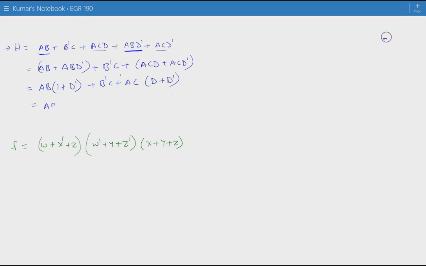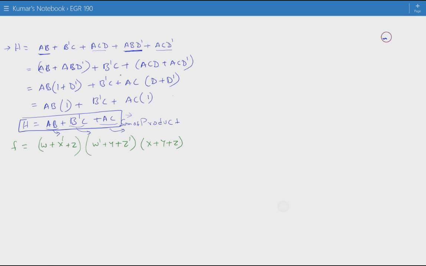So here we have ab times 1 plus anything, as we remember from our previous video, is ab, plus b bar c, plus ac times d plus d bar, which becomes 1. So our function h is going to be ab plus b bar c plus ac. We reduced our circuit from 13 literals to just 6 literals. And one other point I want to make is that this is a product term, this is a product term, this is a product term, and we are summing all the products. So we call this entire expression sum of products, or SOP.